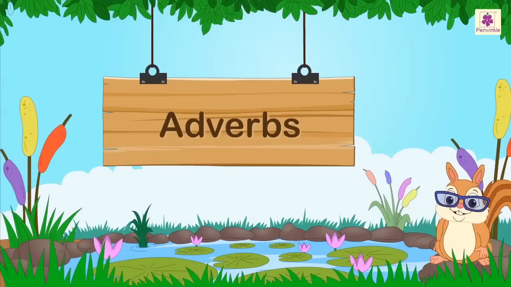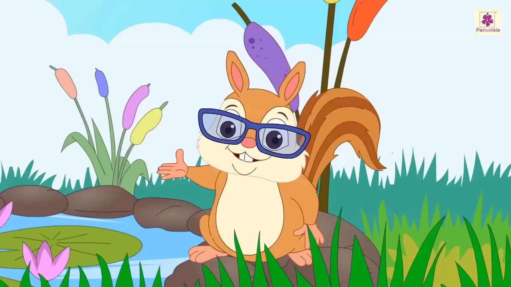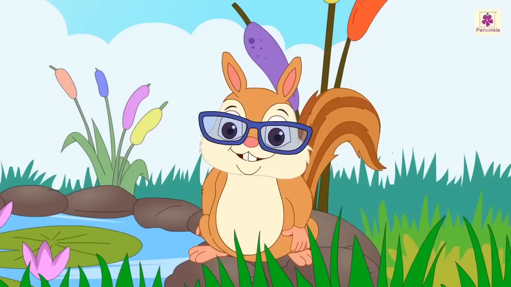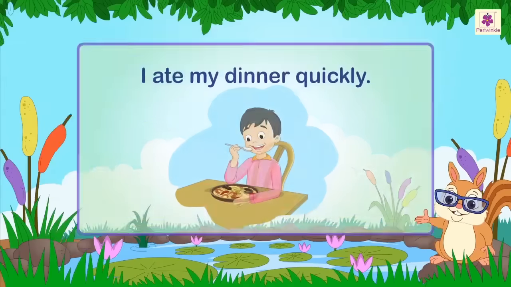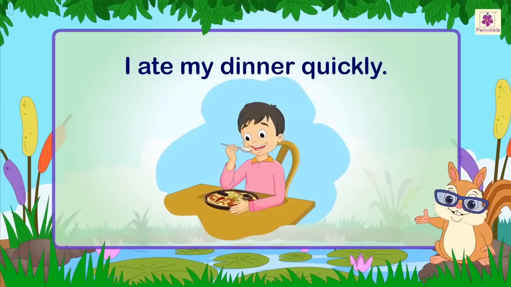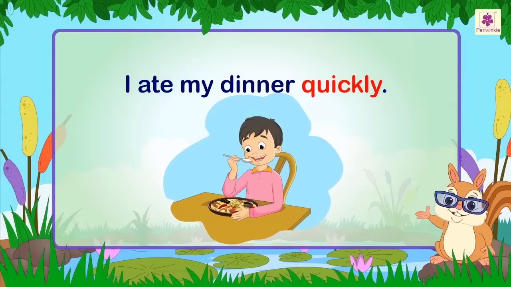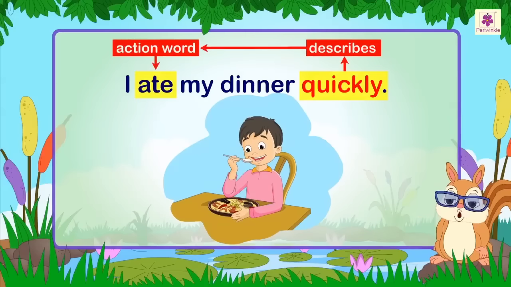Adverbs. Nikki is telling Ricky about words that describe an action verb. For example, I ate my dinner quickly. Here, quickly tells us how the action happens. That is, quickly describes the action word ate.